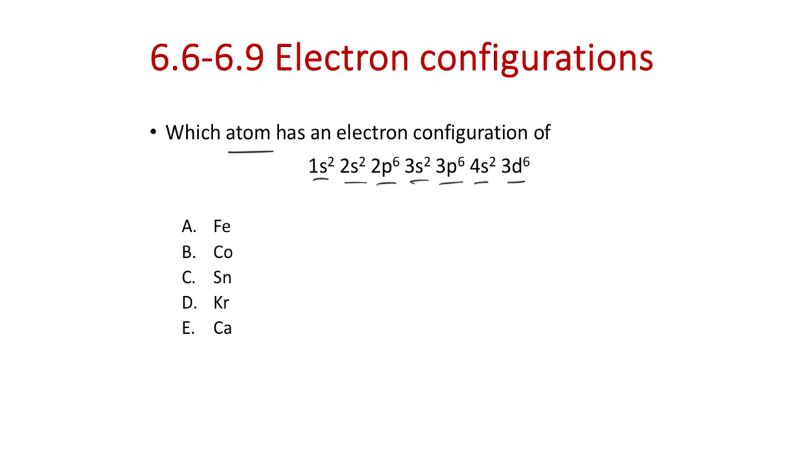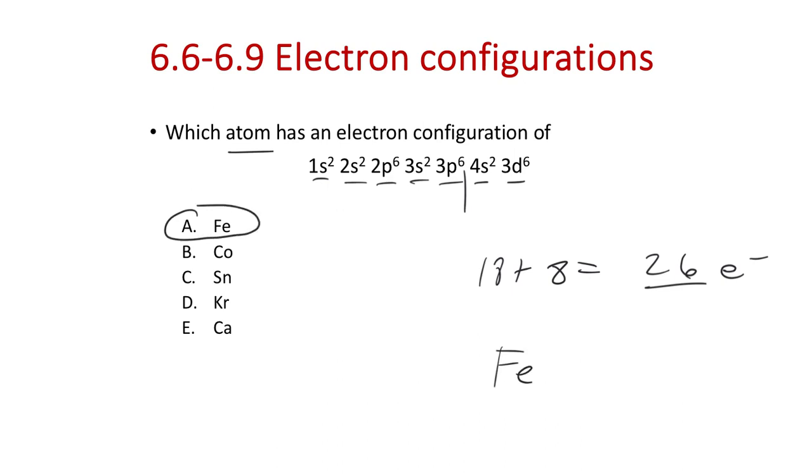And so we can count the electrons. I got 18 to here, so I got 18 plus 8. What element does that correspond to? What element has 26 electrons? Iron. So that's just iron. Iron is element number 26, so it has 26 electrons. So an uncharged iron atom has 26 electrons.